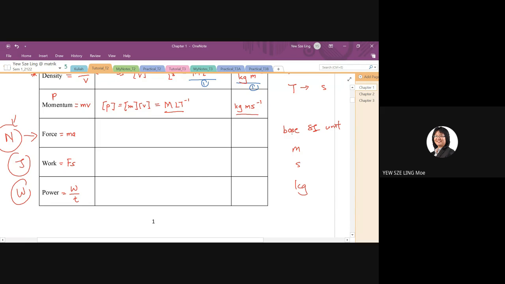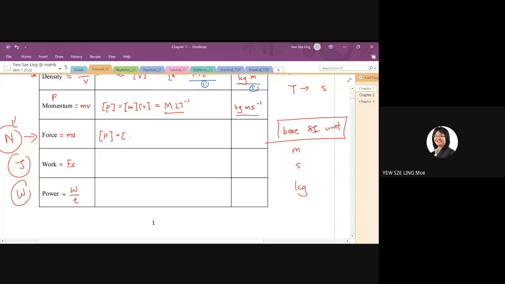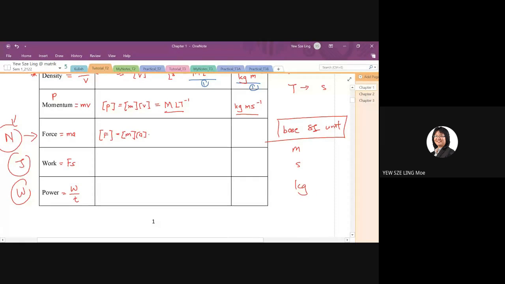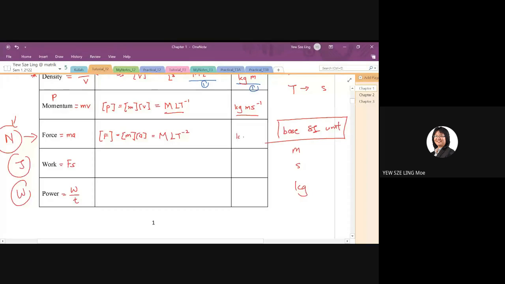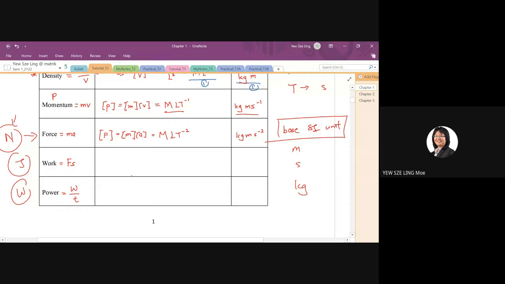Now in exam questions, they ask us for the SI unit in terms of base quantity, in the base SI unit. So you need to do a dimensional analysis. You need to use the derivation method in order to find out what the base SI unit is. So force, okay, we have [F] equals [M][A]. So it is equal to M, and then A we have just now is LT^-2. So the unit is kg m s^-2.